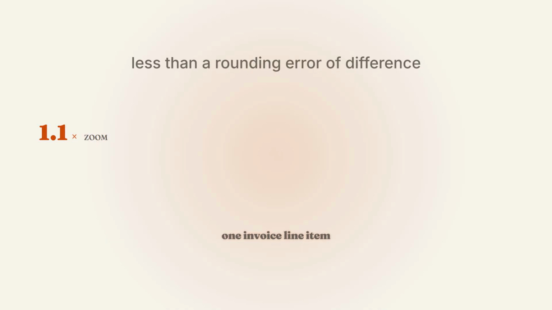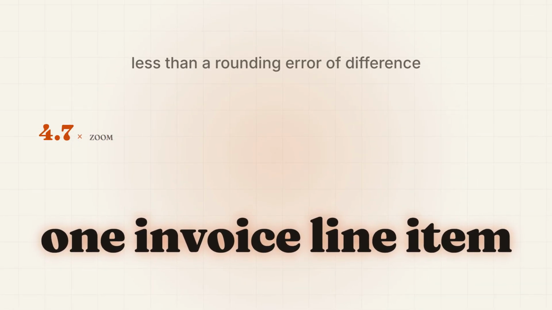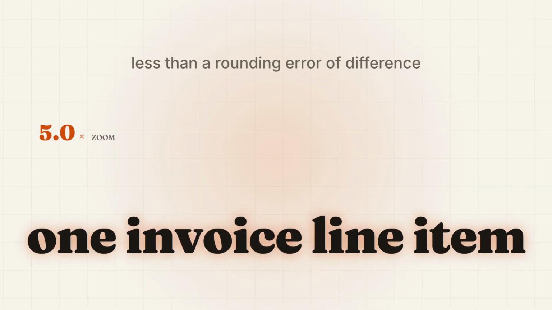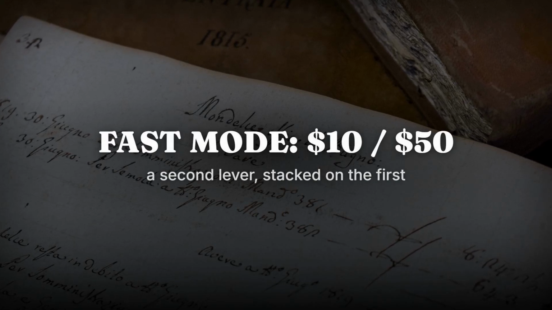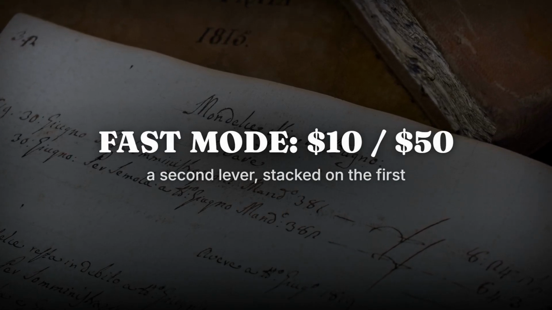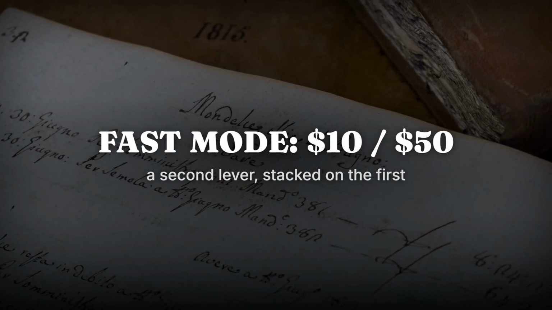Zoom into one line and it says everything. $47 this month, on a model tier that beat the cheap one by less than a rounding error. And here's the part almost nobody catches. Fast mode exists too, double the speed, at double the price again. Stack that on top of the wrong default, and the bill doesn't just double, it compounds.